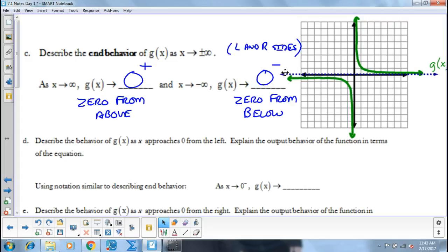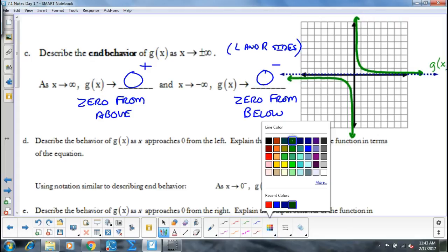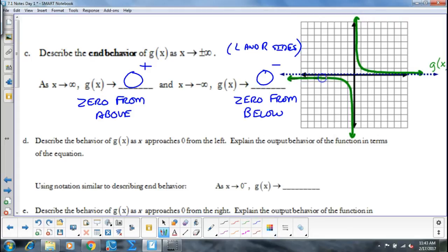Describe the behavior of g of x as x approaches 0 from the left. So here I am, I'm walking along my rational function. I'm coming in from the left. Okay? I'm getting closer to 0. And what is my function doing as I get closer and closer and closer to 0? It's going to negative infinity.